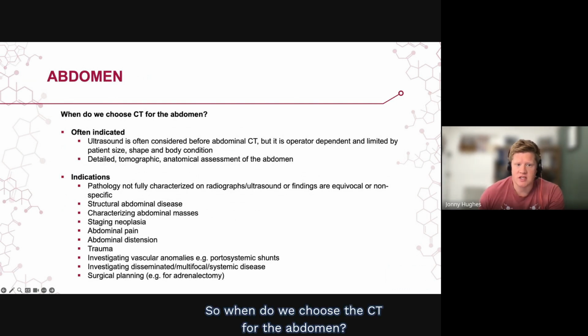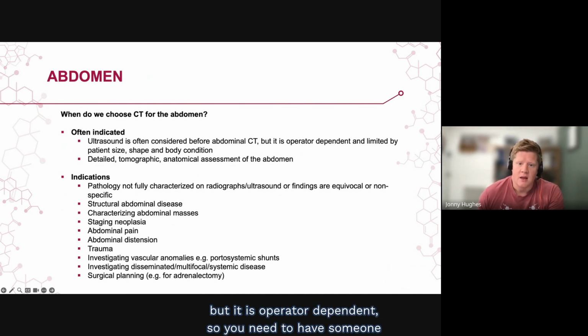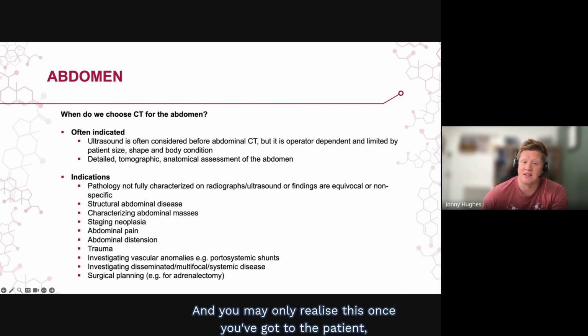So when do we choose the CT for the abdomen? Well, it's often indicated, but ultrasound is often considered before abdominal CT, quite rightly, but it is operator dependent. So you need to have someone available or yourself be able to do a good abdominal ultrasound. And in some cases, it may be limited by the patient's size, their shape or body condition, and you may only realize this once you've got to the patient.